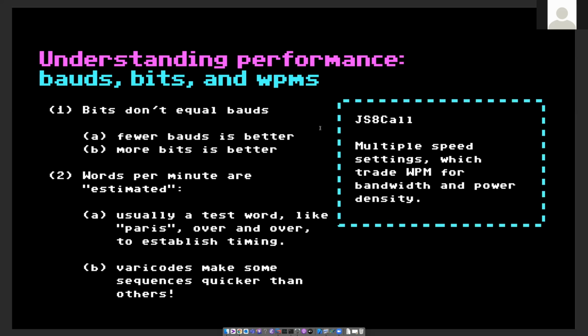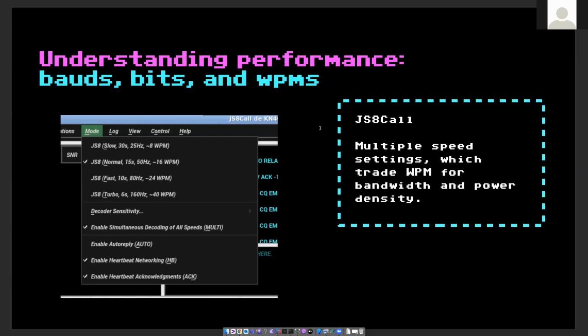I wanted to show an example where this is particularly evident, so I thought I'd highlight JS8Call. When you look at the mode menu in JS8Call, you can choose 4 different speeds. The nominal speed, the normal one, is the same timing as FT8. So that's a 15-second transmit window. It takes about 50 hertz of bandwidth and gives you 16 words per minute, which is just slow enough to be annoying. So after a while, some people ask, should we have it faster?